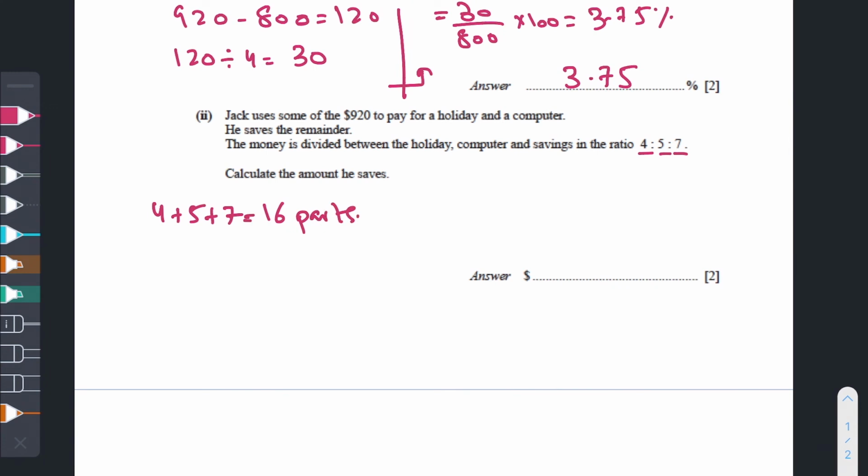For example, $920, first you can divide it into 16 parts and then you can split it into holidays, computers and savings. So what you have to find is the amount of money he saves. The amount of money he saves is 7 out of 16 parts, and you multiply 7 out of 16 by 920. When you do this, your final answer becomes $402.5 or 403. So your answer can be $403. And we're done with the question.